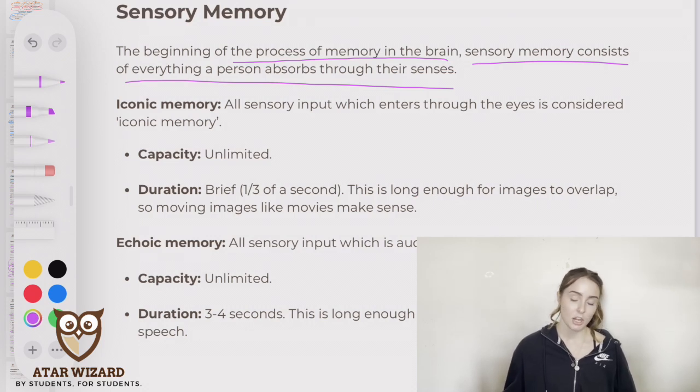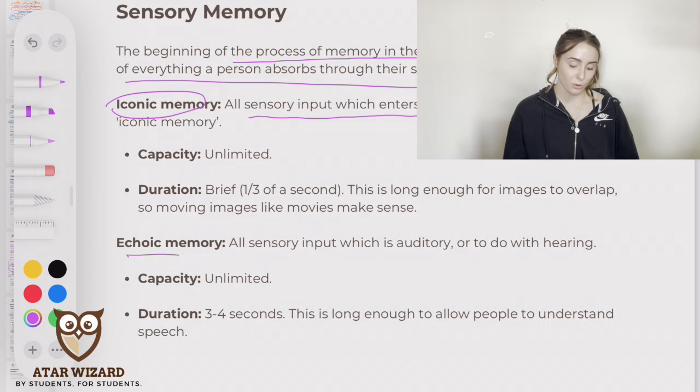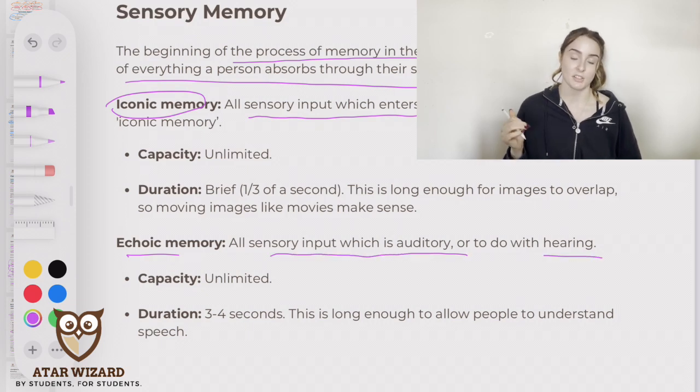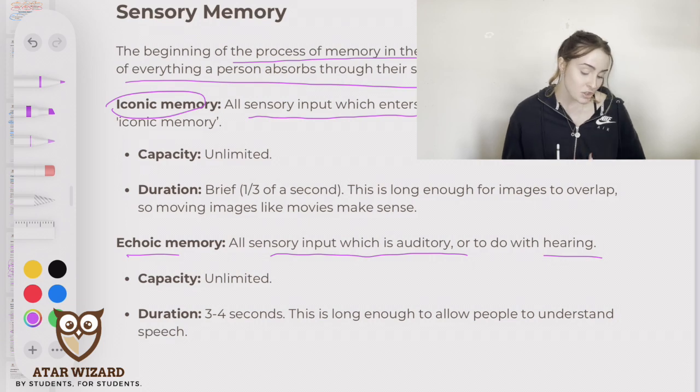So iconic, you can remember it like eye. So it's iconic memory and it's what you're seeing. So it's a sensory input which enters through the eyes. Whereas echoic memory is all sensory input which is auditory or to do with hearing. And you can remember this because it's got the word echo in it, which is related obviously to your hearing in terms of echoes. So when we look at these memory stores, we look at the capacity and the duration.